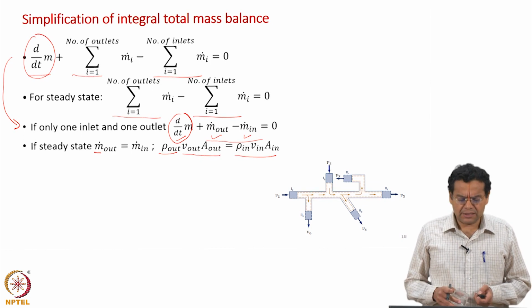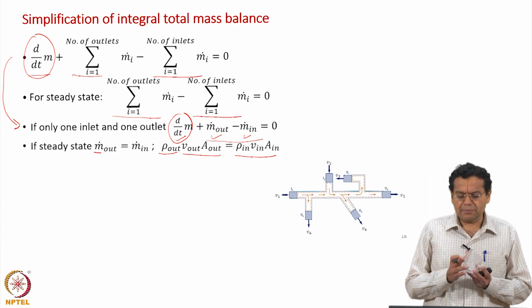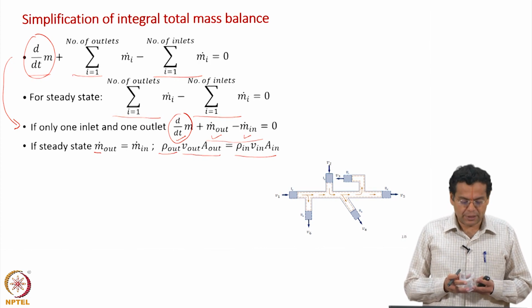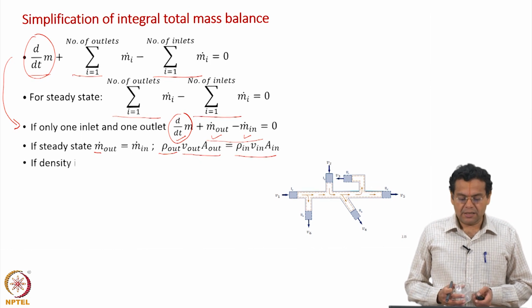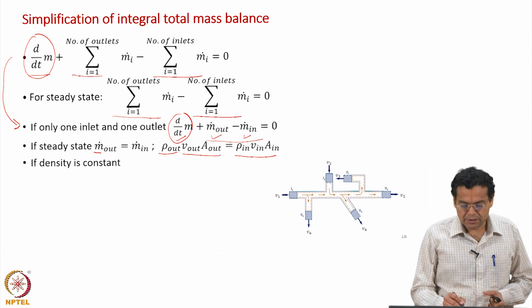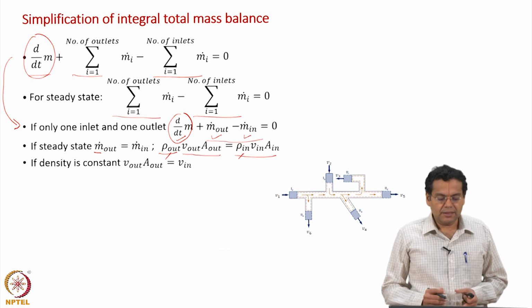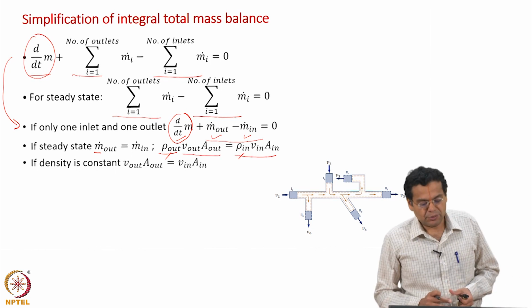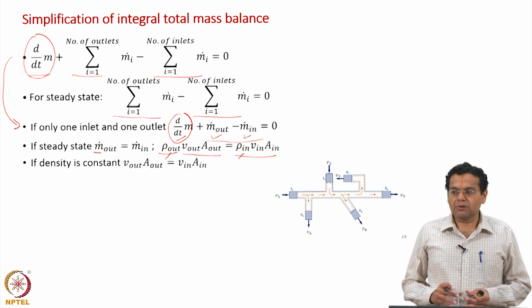Now, one more assumption we will make: usually the density does not vary much between inlet and outlet. Let us say it is a liquid, then rho out and rho in are the same. So, if density is constant, rho out and rho in both are the same, and we get a simple expression, V out A out equal to V in A in, which is what you would have written as V 1 A 1 equal to V 2 A 2.